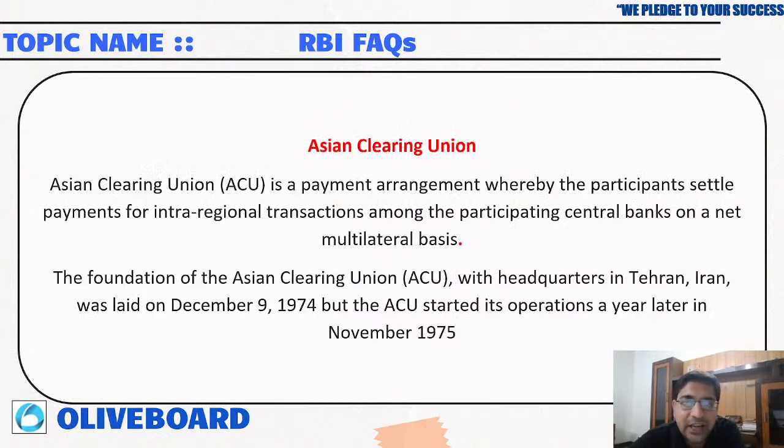Okay, now Asian Clearing Union. Asian Clearing Union is a payment arrangement whereby the participants settle payments for intra-regional transactions among the participating central banks on a net multilateral basis. The foundation of Asian Clearing Union, headquartered at Tehran in Iran, was laid on December 9, 1974, but it started its operation in 1975.